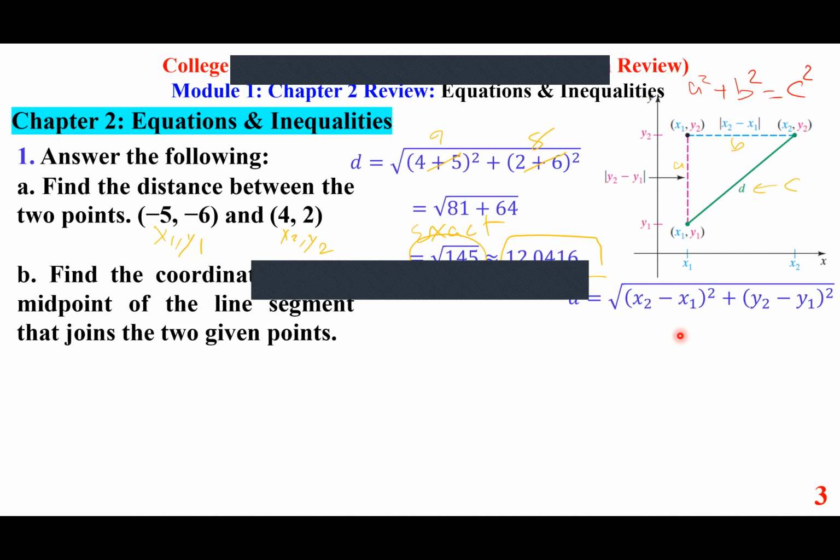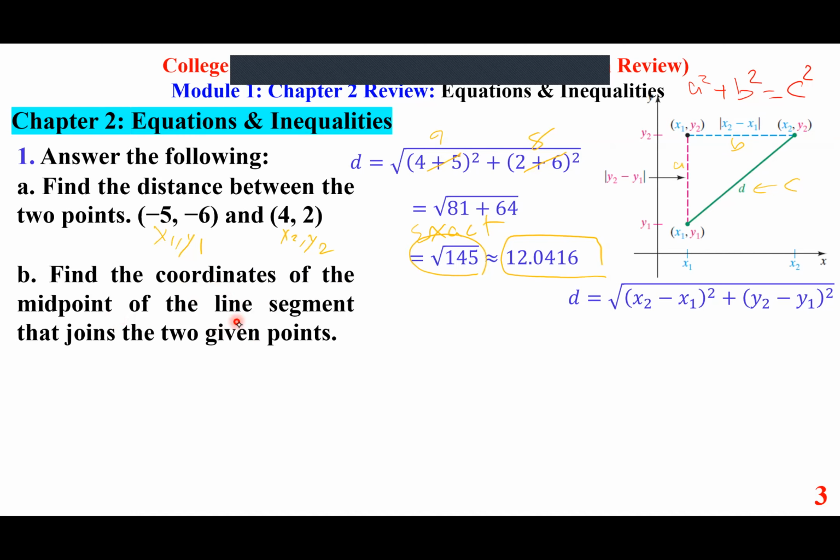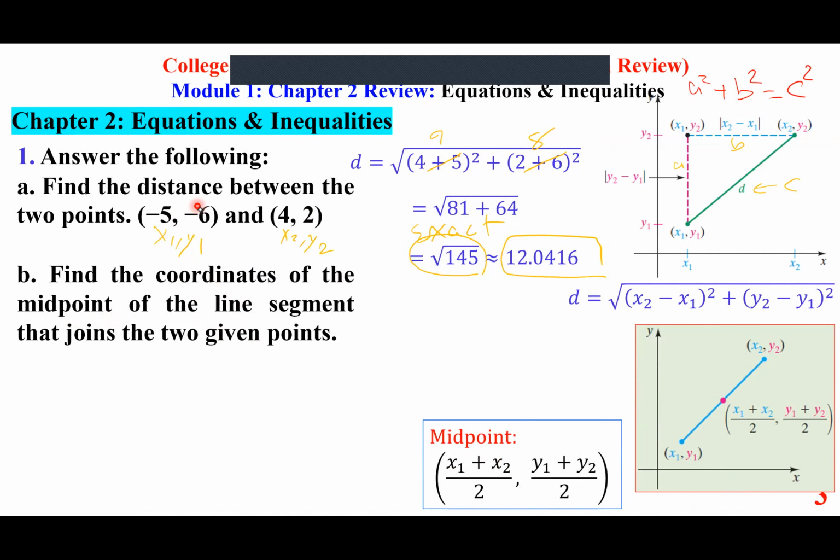The next one, we want to find the coordinates of the midpoint of the line segment that joins the 2 points. So if one of them has coordinates x sub 1, y sub 1, one of them has the coordinates x sub 2, y sub 2, the midpoint is x sub 1 plus x sub 2 over 2, and y sub 1 plus y sub 2 over 2, and it really follows from similar figures.